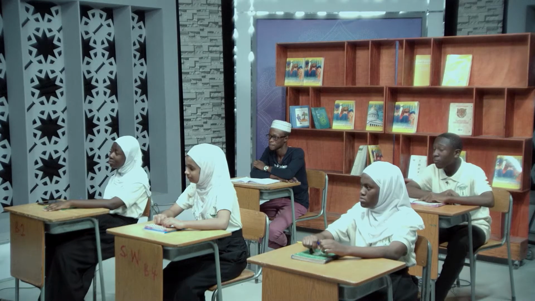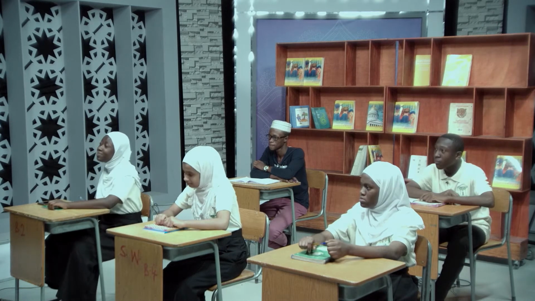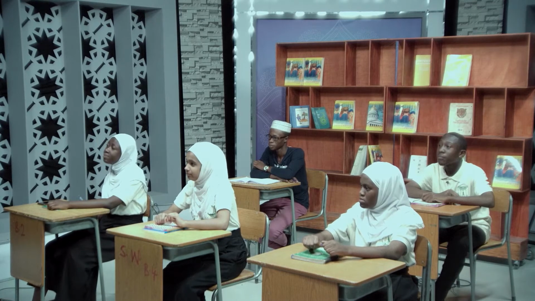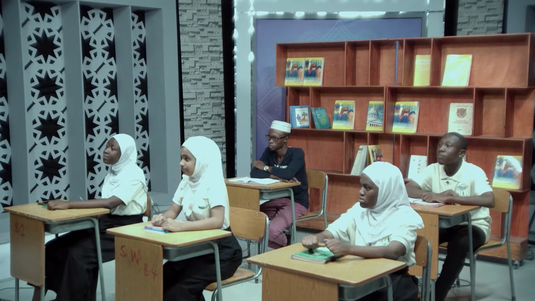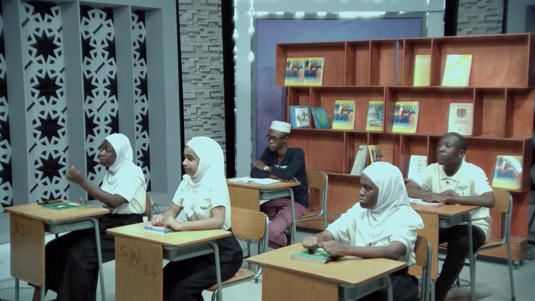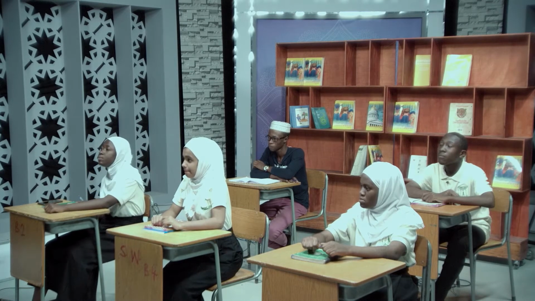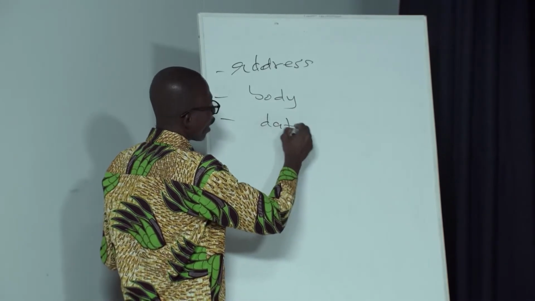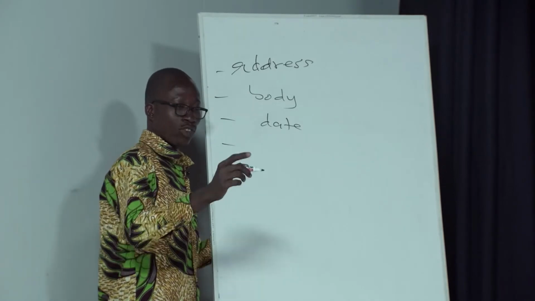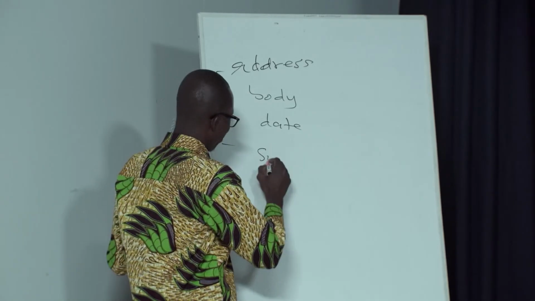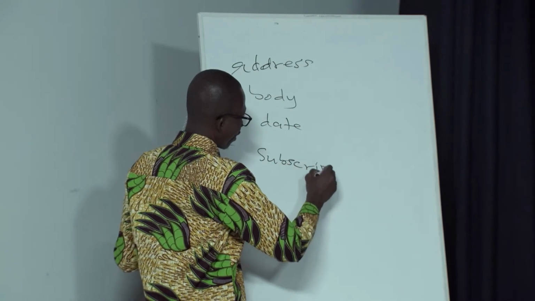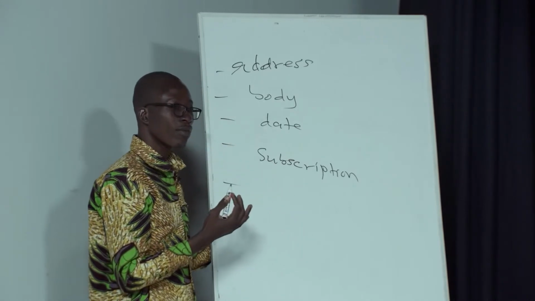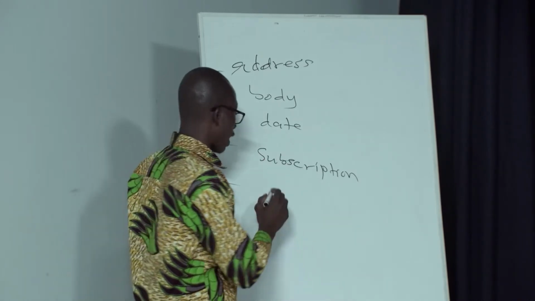Yes, let me start with Hajara. The address. Okay, a letter should have an address. Good. Yes, Sarah? Body. Hafiz? The date. Okay. A letter should have a date. Yes, Josefa? Subscription. Okay, good. And then, any other parts that is not mentioned? Heading. Okay, a letter has a heading. Good.